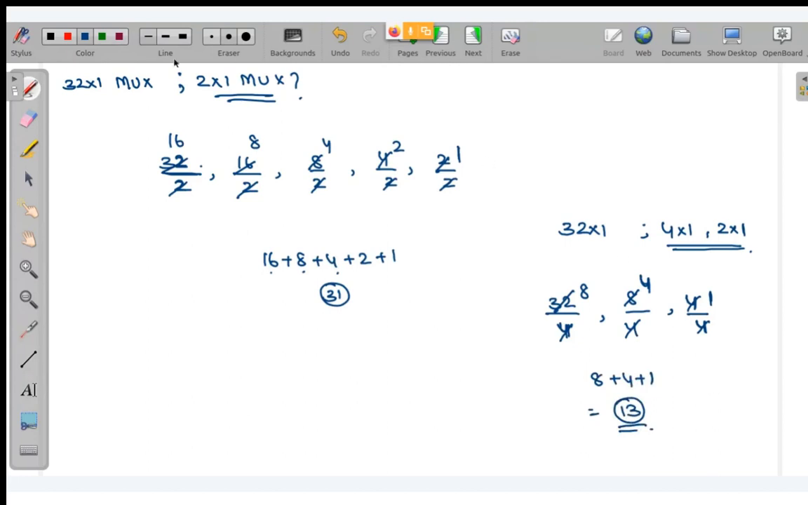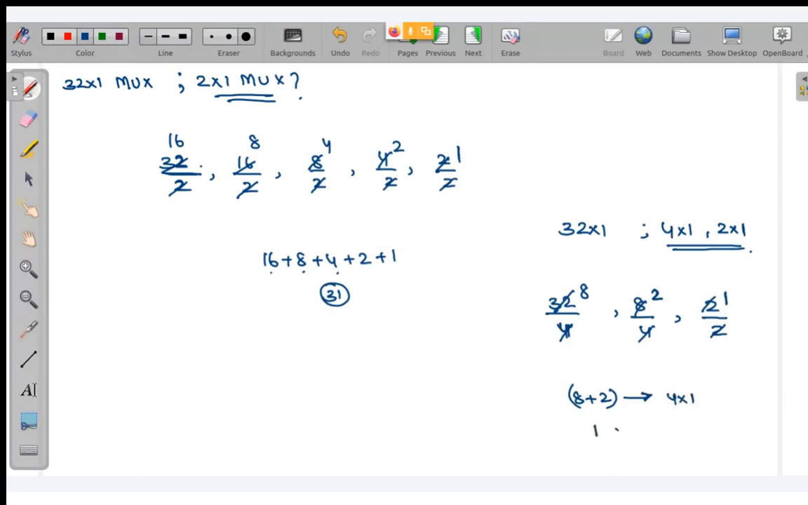Sorry, this here is 2. I am very sorry. So this will be 8. 8 divided by 4 is 2. Now see, you cannot divide this 2 by 4. You need to divide this 2 by 2. So this will be 1. So 8 plus 2. This will be the number of 4 cross 1 mux and 1 2 cross 1 mux. So in total 10 4 cross 1 mux and 1 2 cross 1 mux.